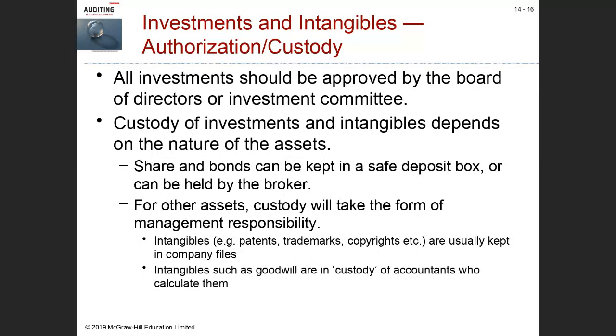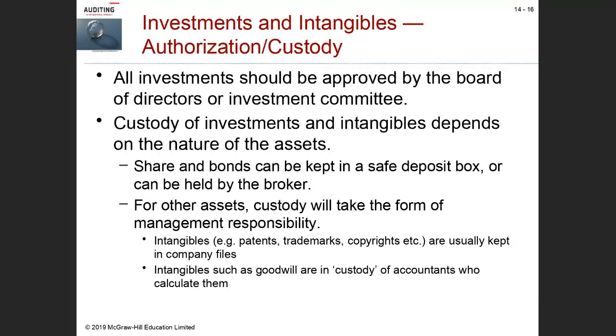Custody, when you think about custody of these investments, including intangibles, of course, is going to depend on the nature of the asset that we're talking about. So if we invest in a share, or if we invest in bonds, the physical shares themselves or the bonds that we've invested in could be held in safekeeping somewhere, maybe at a bank in a safety deposit box, or very often the shares and bonds are held by the broker on our behalf. So we're going to maintain custody through one of those different means over the asset.